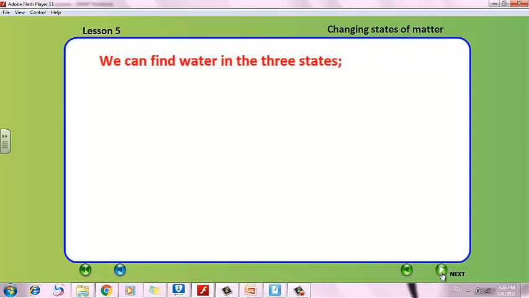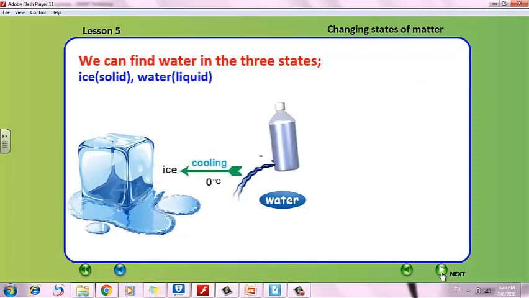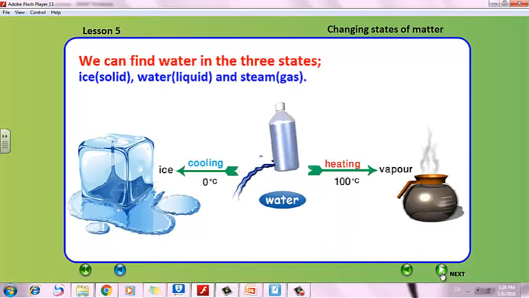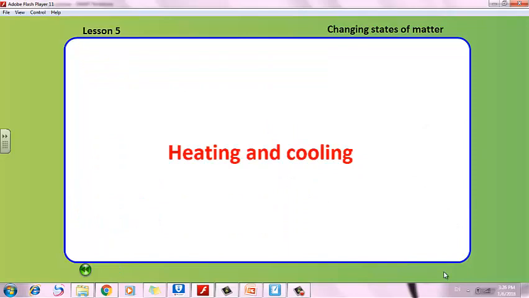We can find water in 3 states: ice, which is solid, water, which is liquid, and steam, which is gas, or water vapor. If I have water and I cool it to 0 degrees Celsius, and we'll talk about that later, it will be ice. And if I boil this water or heat it to 100, it will turn to vapor. Heating and cooling water.